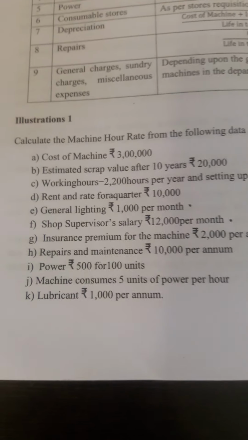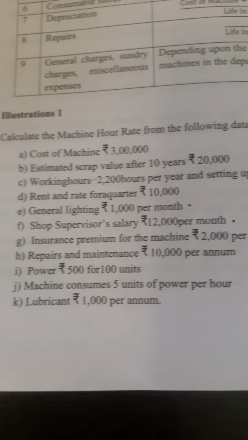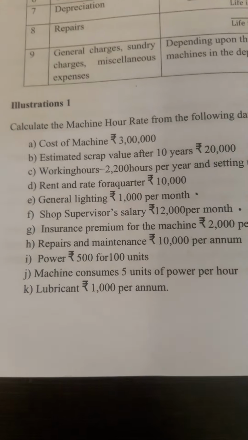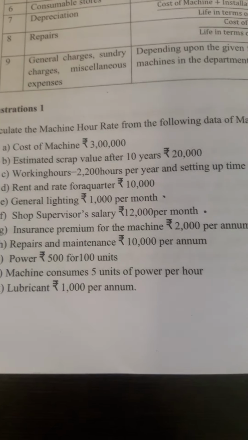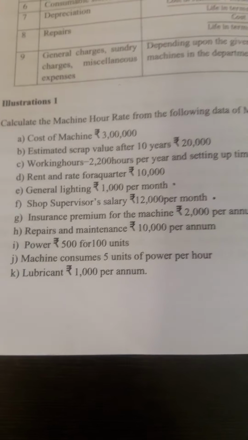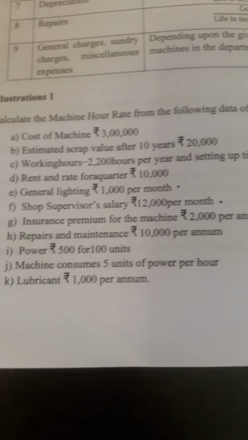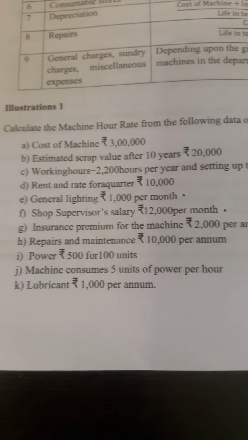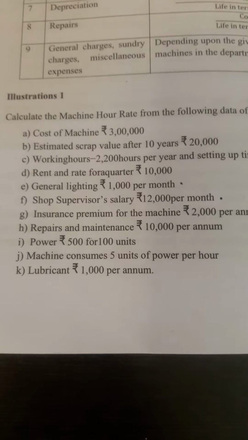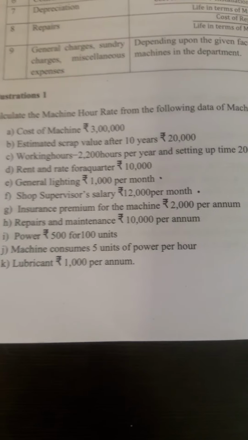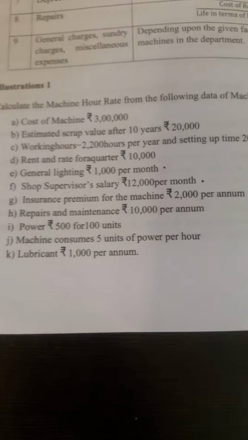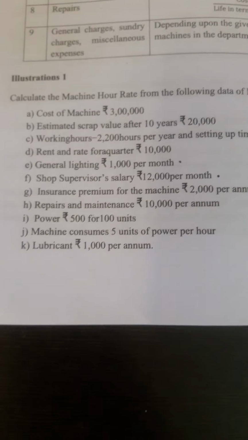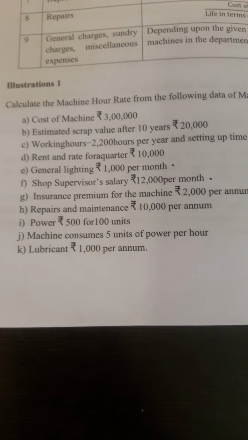Look at the items of expenses. Cost of machine, estimated scrap value after 10 years, working hours 2200 hours per year and setting up time 200 hours, rent and rates for a quarter, that is for 1/4 of the year, general lighting rupees 1000 per month, shop supervisor salary 12,000 per month, insurance premium for the machine rupees 2000 per annum, repairs and maintenance, power, the machine consumes 5 units of power per hour, lubricant rupees 1000 per annum, that is year.